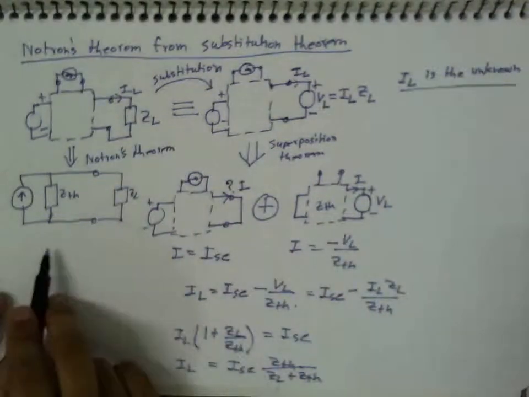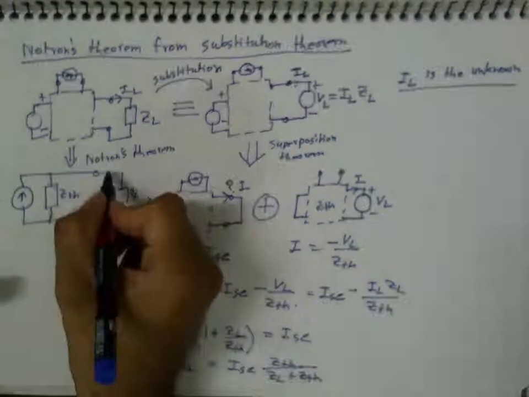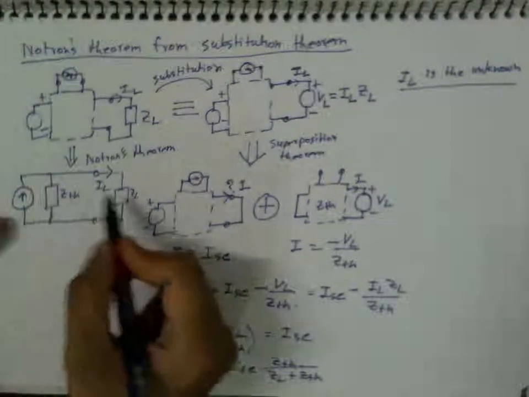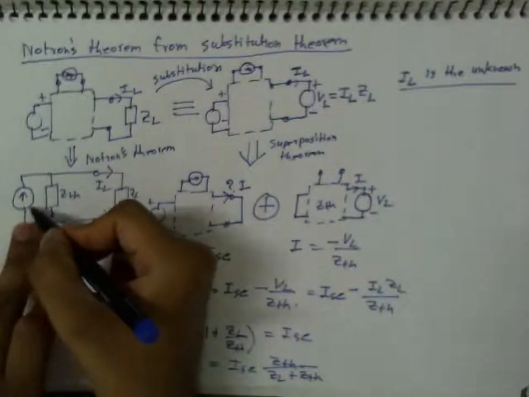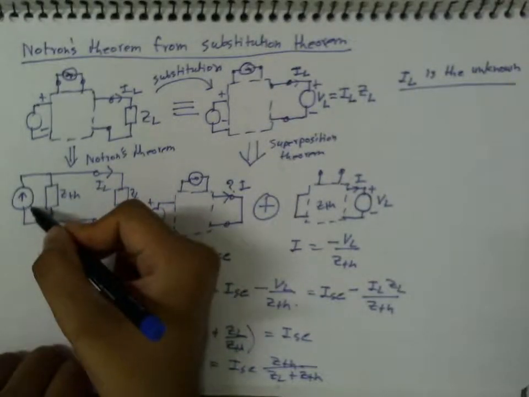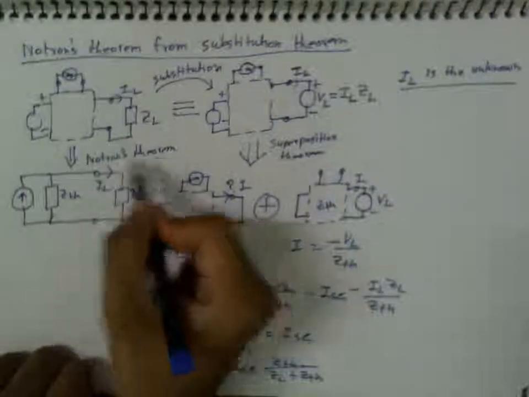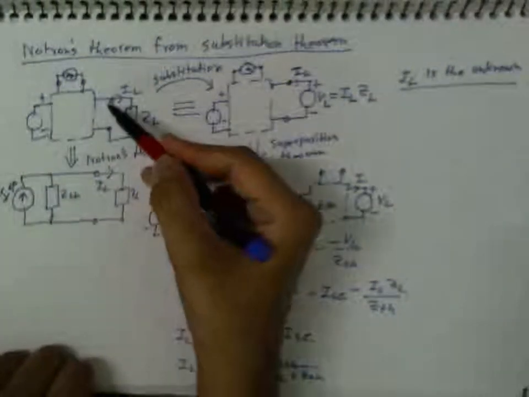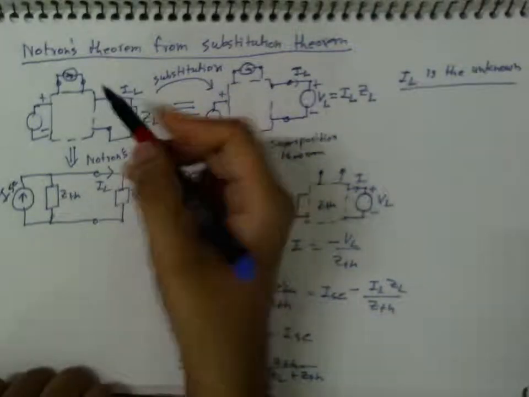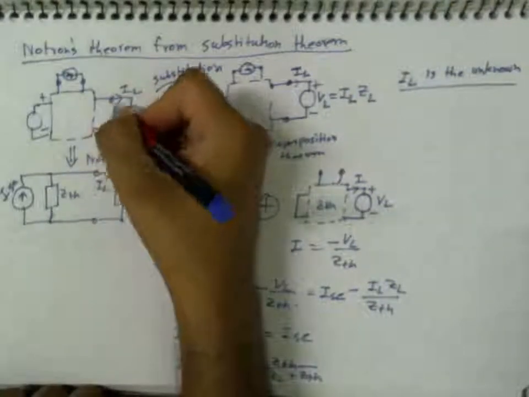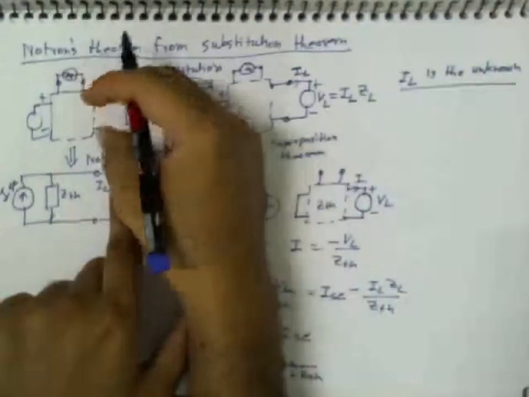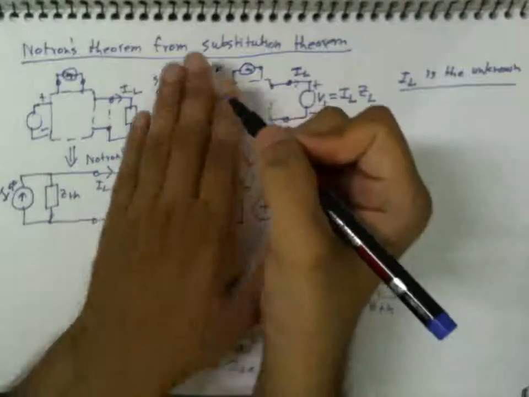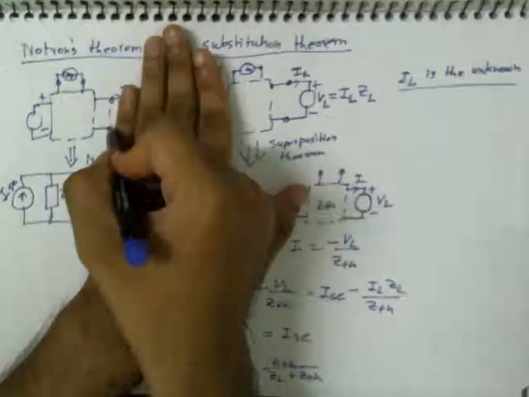Okay, so what will be IL according to Norton's theorem? Before that, what is the value of this current source according to Norton's theorem? Norton's theorem says that this current source should be equal to ISC, which is the short circuit current. That is the current which will flow when I short circuit these two terminals, if I just join them, then that current is ISC.